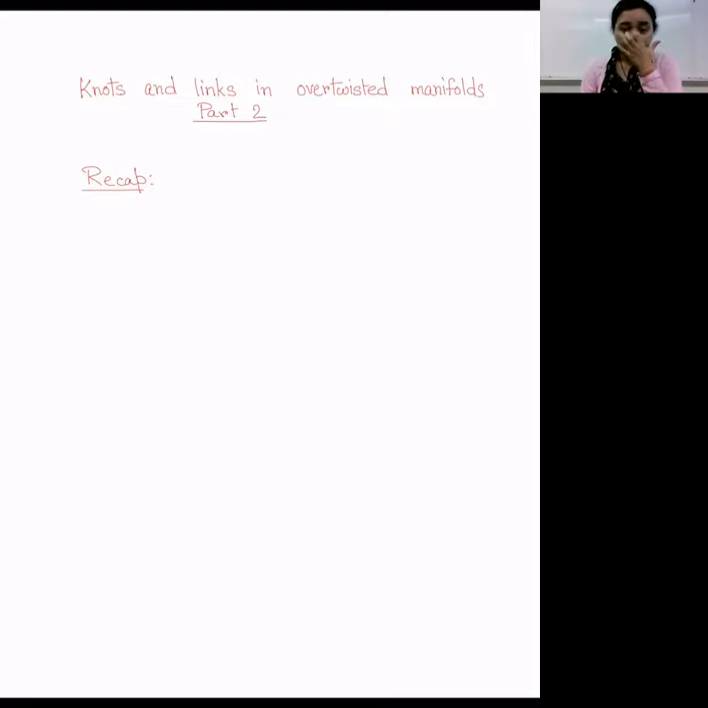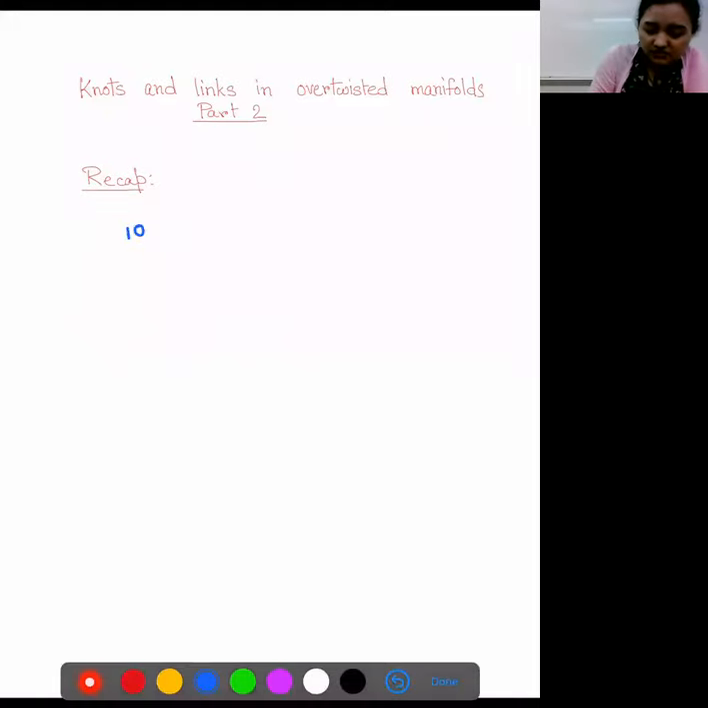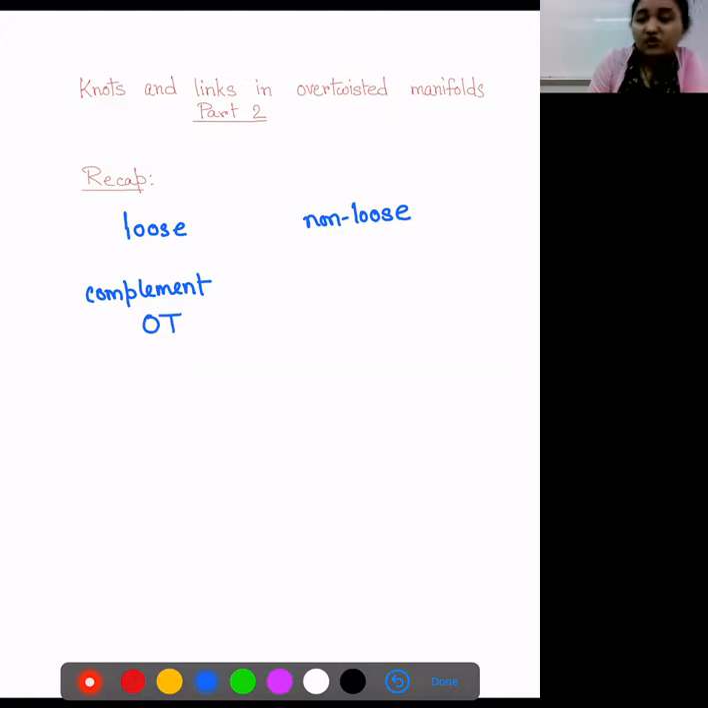What we saw before is that in an over-twisted manifold, we can have two types of knots, loose and non-loose, where loose knots have over-twisted complement and non-loose knots have tight complement.